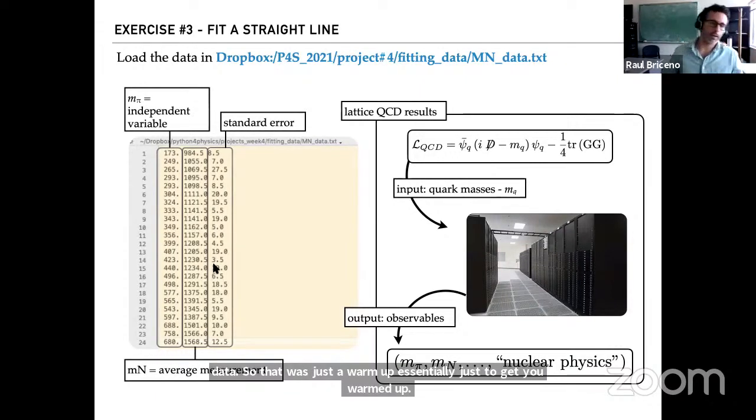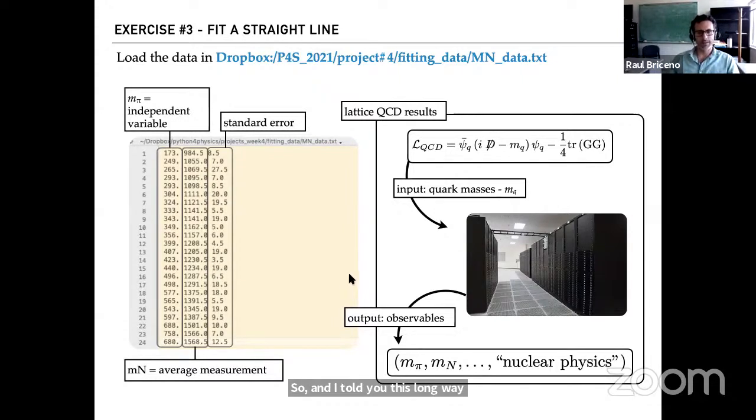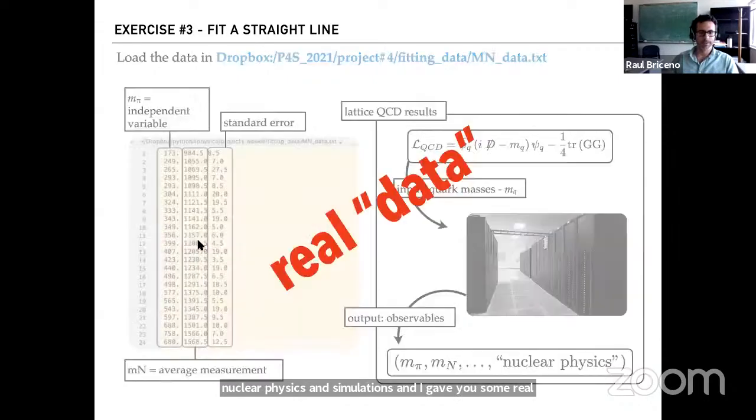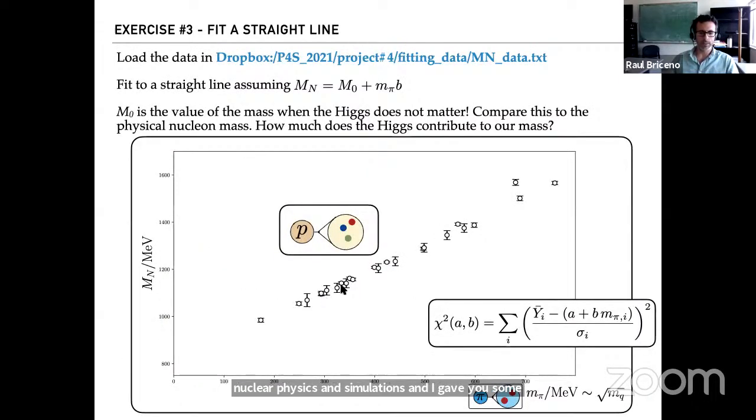Next, I created a really complicated story, somewhat fun and physics-motivated, to basically get you to fit a linear function, just a straight line, right? I told you a long-winded spiel about nuclear physics and simulations, and I gave you some real data, but this is data that was basically a straight line. The straight line describes the mass of the proton as a function of the parameters of the universe, which these simulations are able to vary.